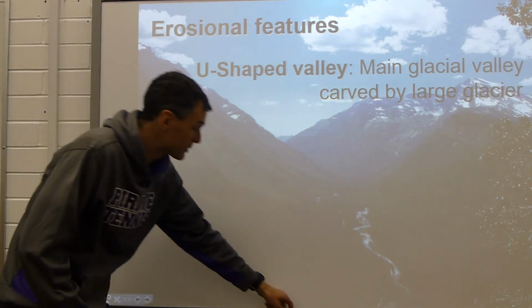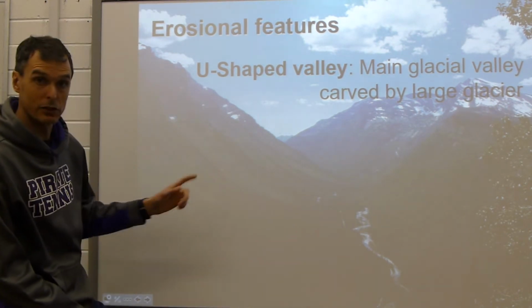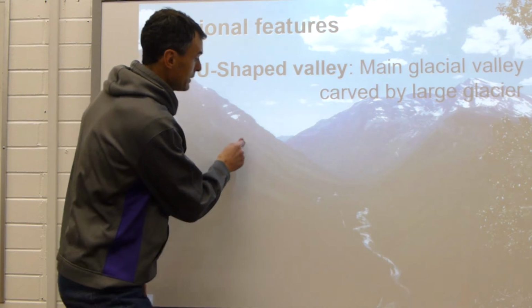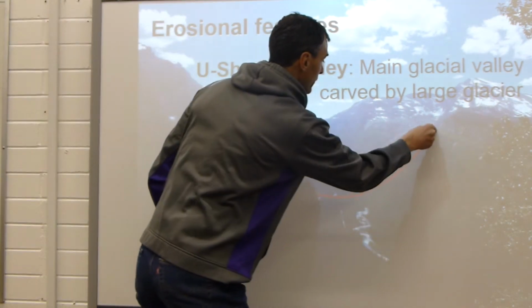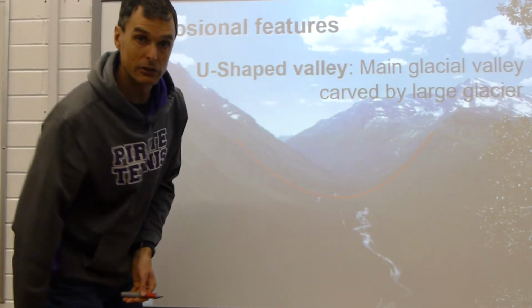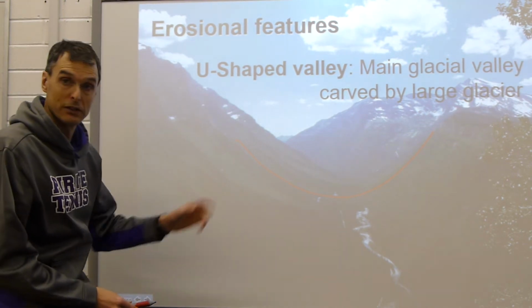The next feature is what's called a U-shaped valley. This picture is from Glacier Park. You can see the very distinctive U shape in here, and this is caused by a larger glacier eroding that valley floor as it moves through there.